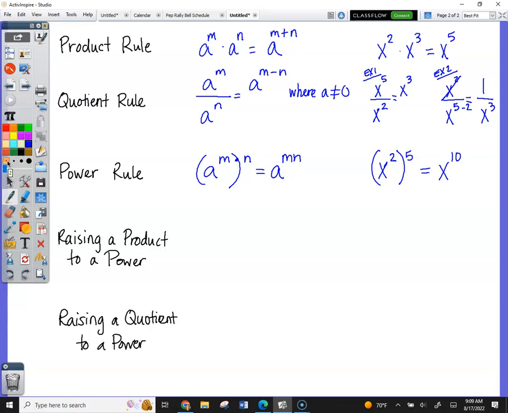Raising a product to a power. So that looks like this. You would have 2 numbers being multiplied together, raised to a single power. You should already know this. All you do is distribute the power to everything in the parentheses. It's every single thing in there is being raised to that power. So for example, if I had xy squared, that would be x squared y squared.